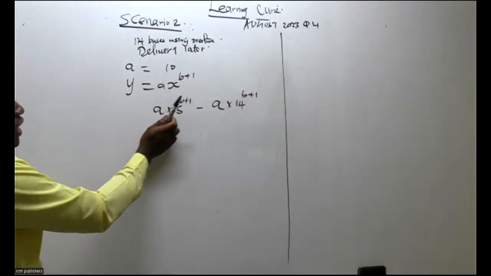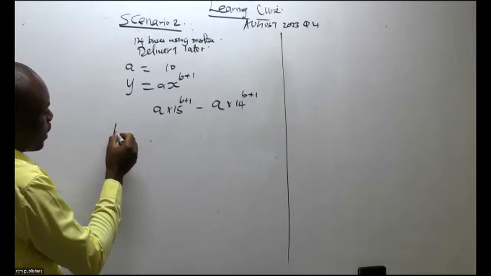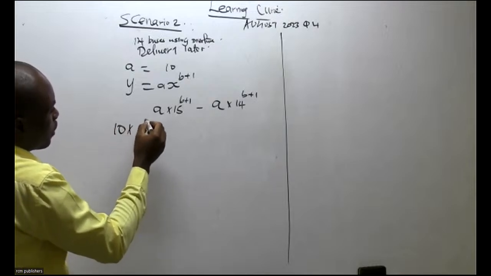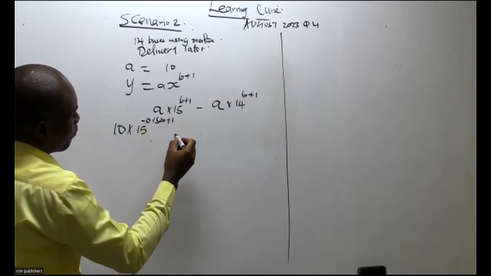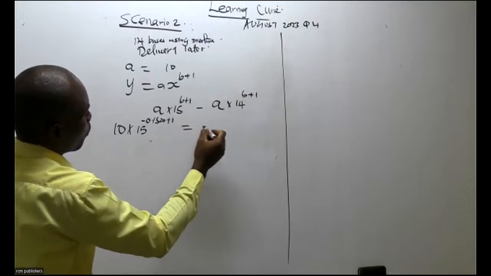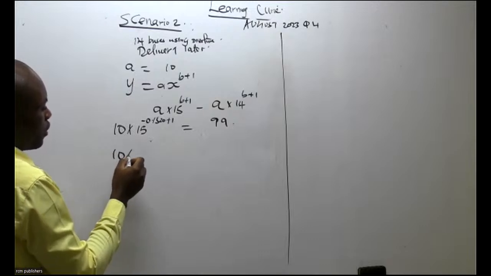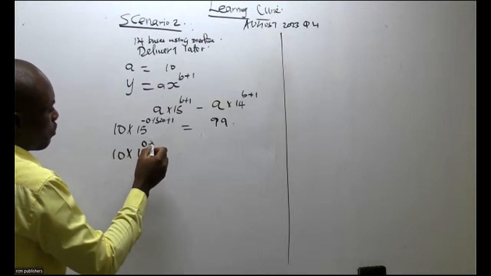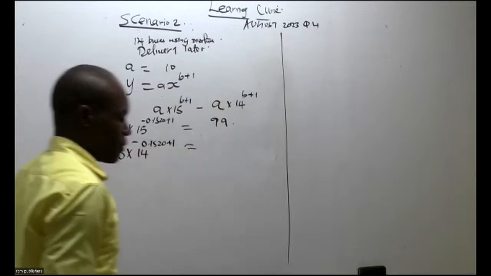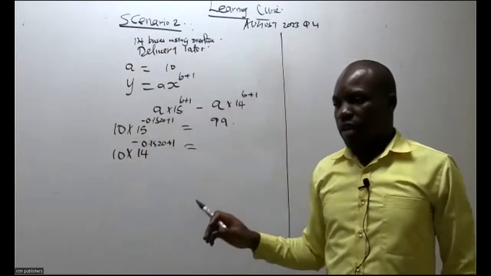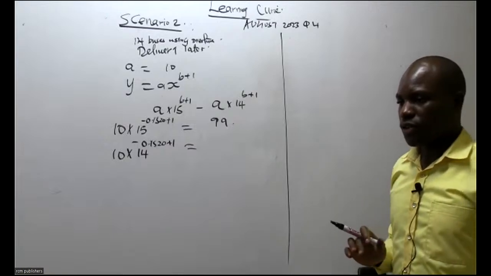So let's get, of course, we had this one here. That is A, which is 10 times 15 raised to the power B, which is negative 0.1520 plus 1. I think you gave me 99. Then A, which is 10 times 14 raised to the power 0.1520 plus 1. You should now give me the figure here. Let's go quickly. Time is not on our side. We still have 2 scenarios to deal with.